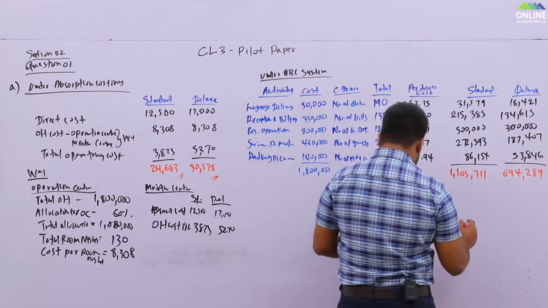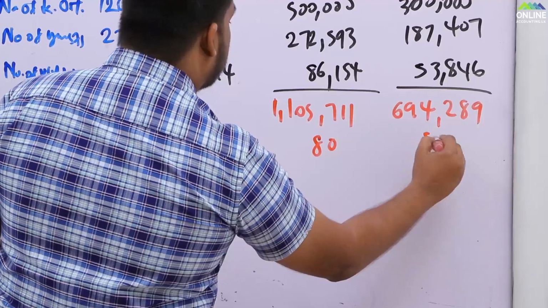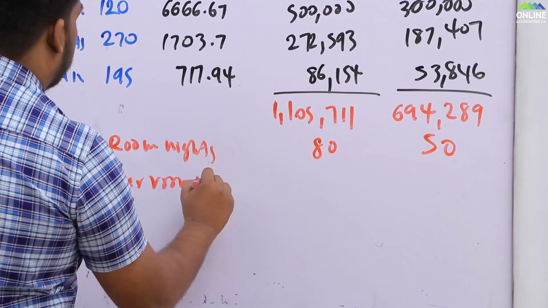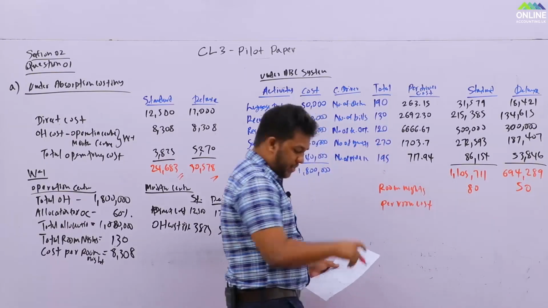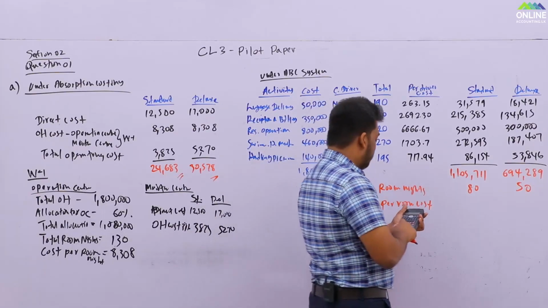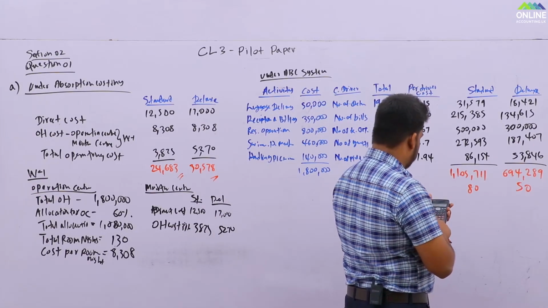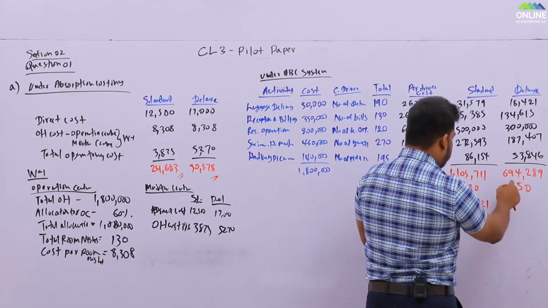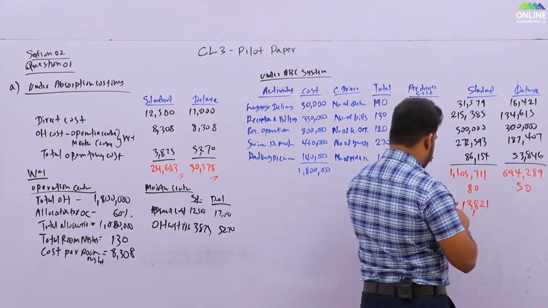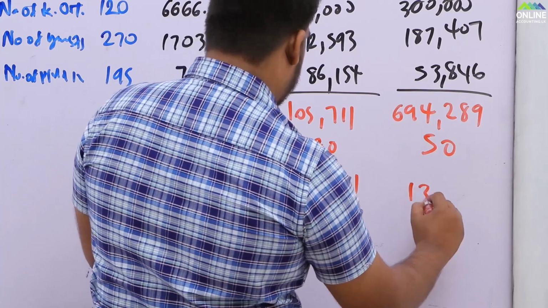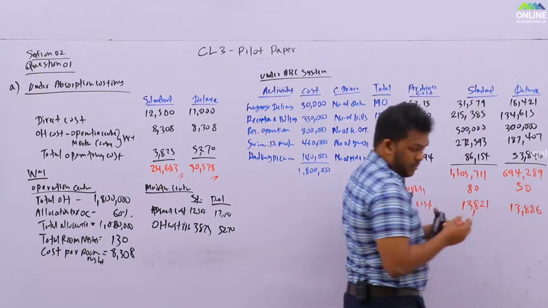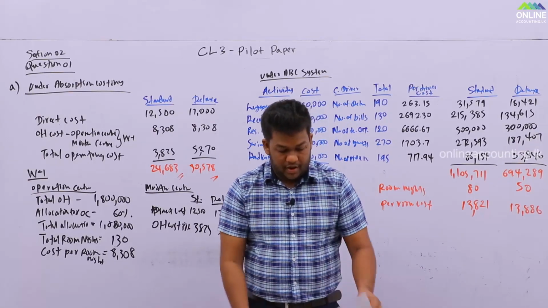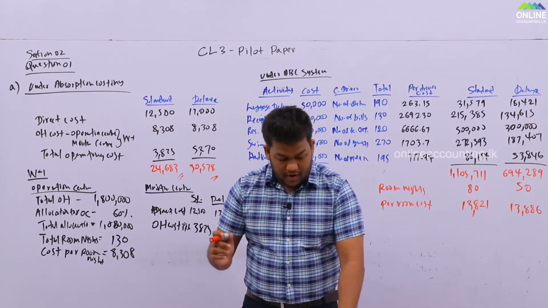For standard you have 80 room nights, whereas for the deluxe you have 50. So the per room cost is how much? This divided by this is $13,821. And this divided by this, 13,886. This is 885 point something, so 886. So that is the end of question 1 part A.